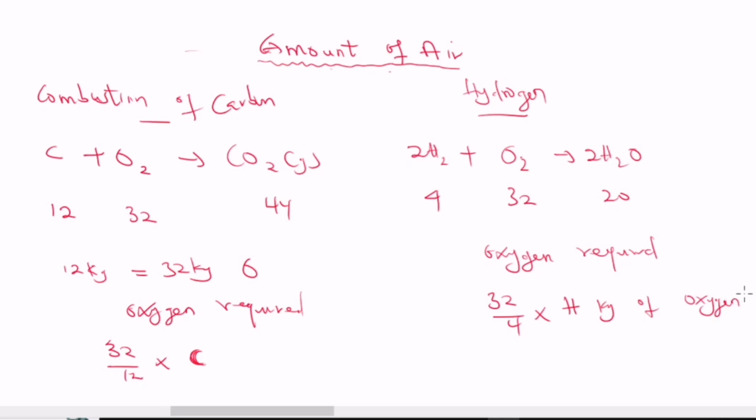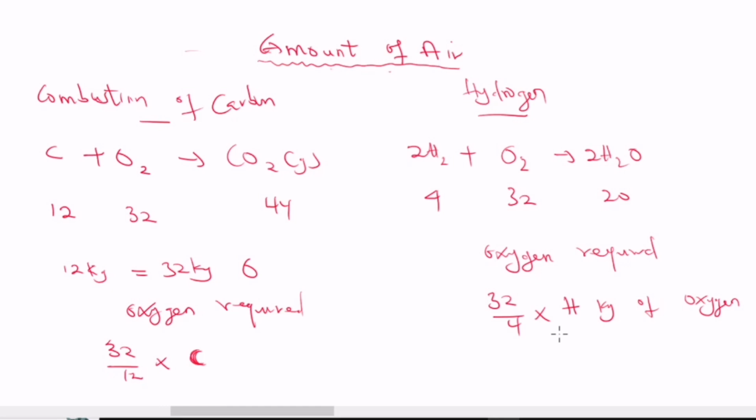So in the question, they're going to give us the kilograms of hydrogen, and then they will ask us to calculate the oxygen required. With that, you're just going to have 32 over 4 times the kilograms of hydrogen. And that is how we can solve it, right?